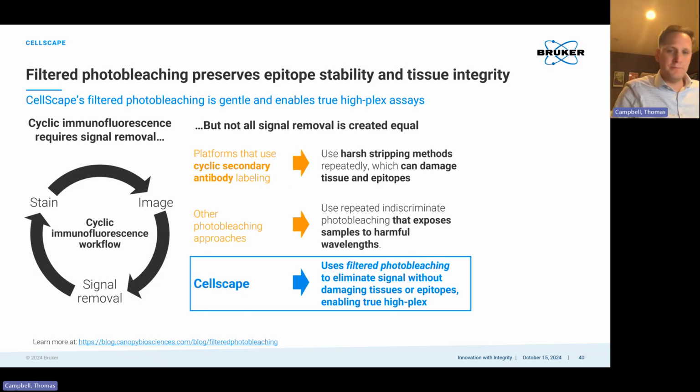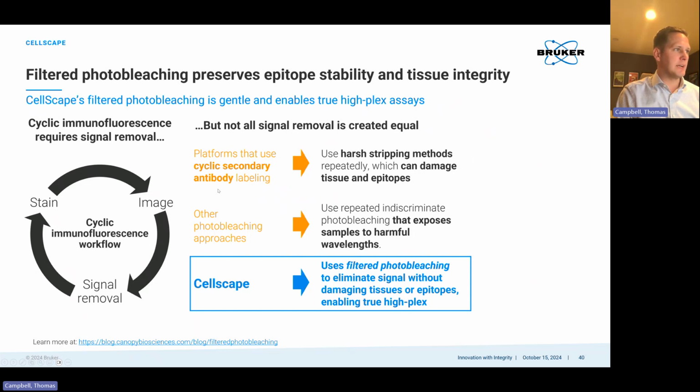Another important point is the mechanism of signal removal between cycles. Again, all of these highly multiplex immunofluorescence spatial proteomics platforms are using some cyclic process of staining and imaging, and inherent to that, there's some signal removal step. And what's important to recognize is that not all signal removal methods are created equal.